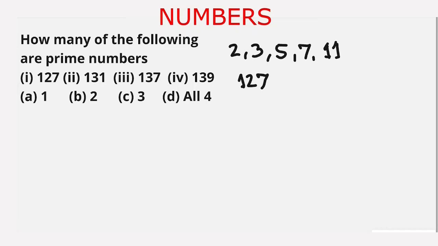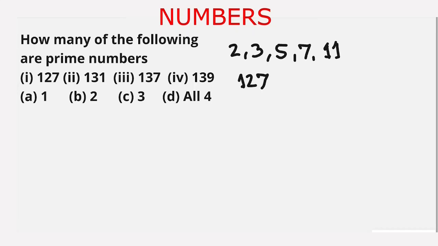7 times 1 is 7. The balance is 5, as 12 minus 7 is 5. And we carry it, so it is 57. And 7 times 8 is 56, and the remainder is 1. So it is not divisible by 7.